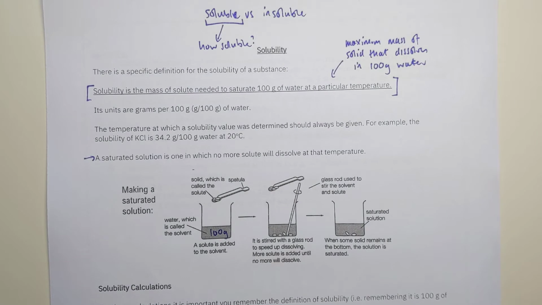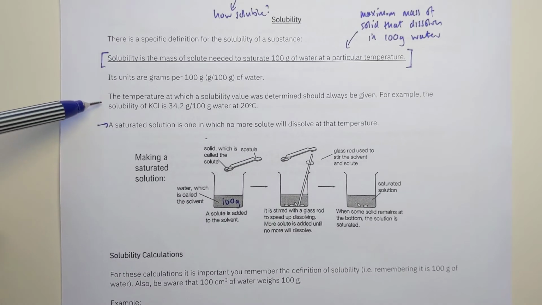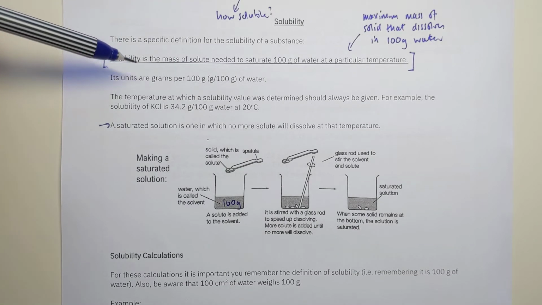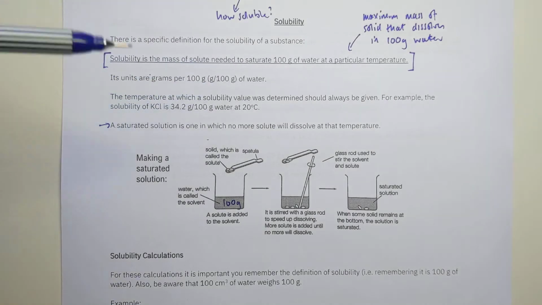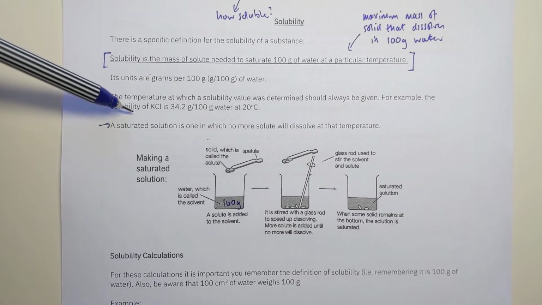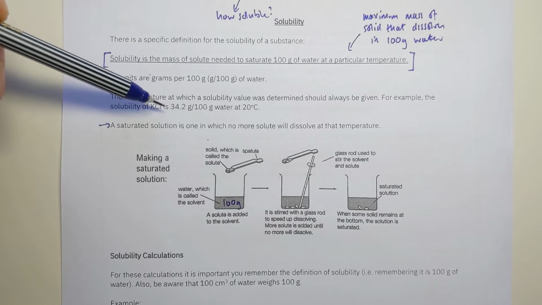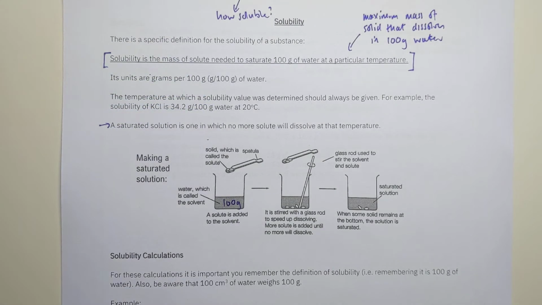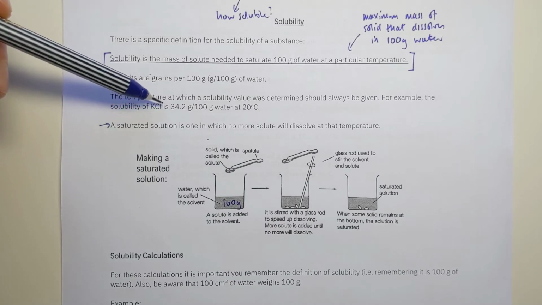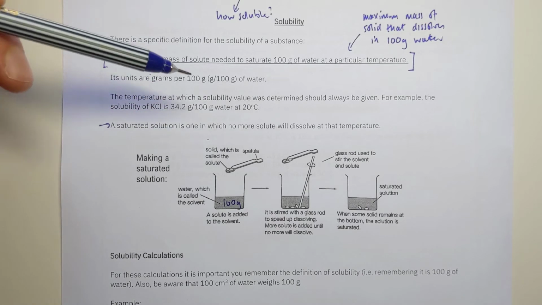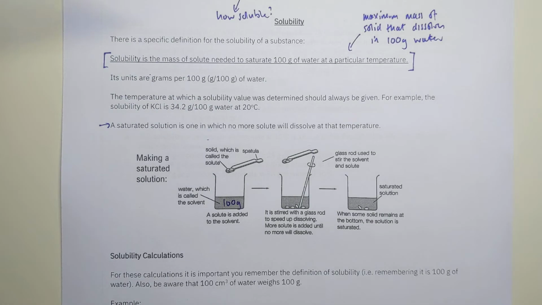So let's actually do an example to see if that makes sense. It's going to be quoted in units of grams per 100 grams of water. Again, might sound a wee bit strange, but it's easier in context. If we had a compound KCl, potassium chloride, its solubility value is 34.2 grams per 100 grams of water. What that means is if I get 100 grams of water and some potassium chloride, I will only be able to dissolve 34.2 grams of that potassium chloride in 100 grams of water at that particular temperature.